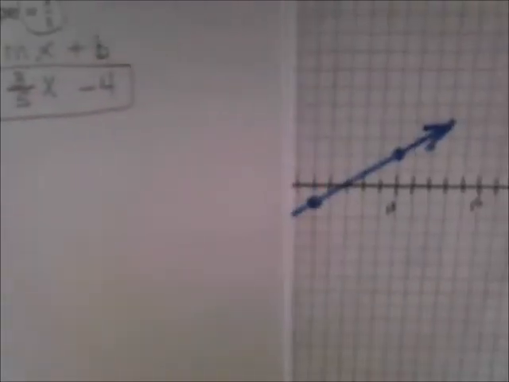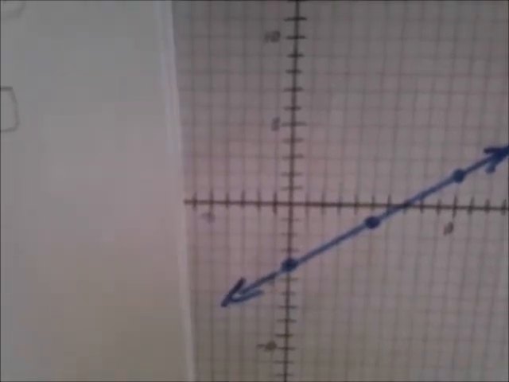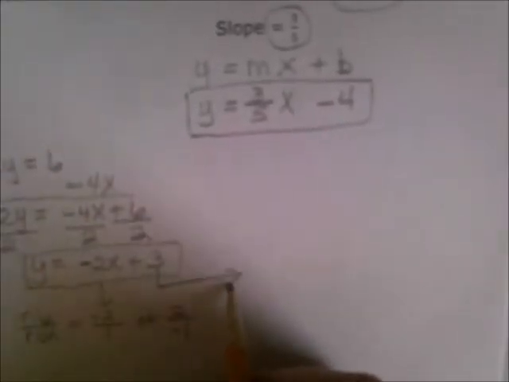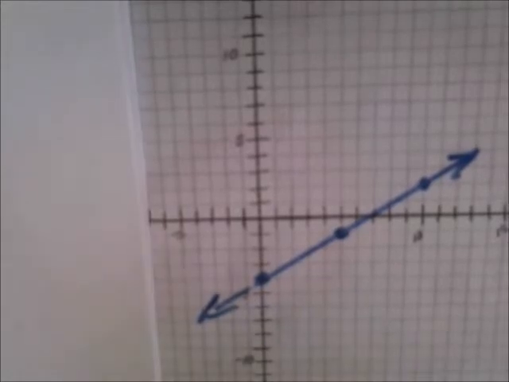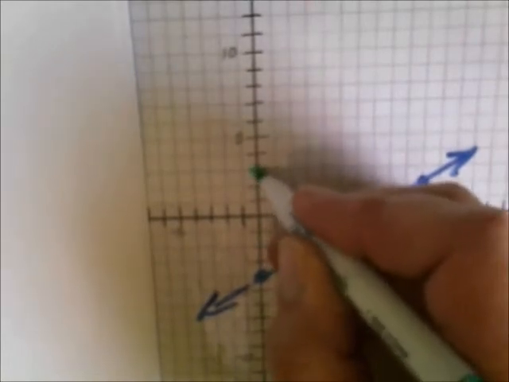Okay, let's graph this one. Our y-intercept is 3, which means we'll have the point (0, 3). So to graph that point (0, 3), x is 0, y is 3: 1, 2, 3, right there.